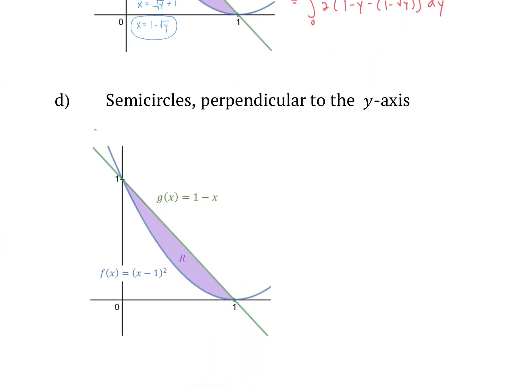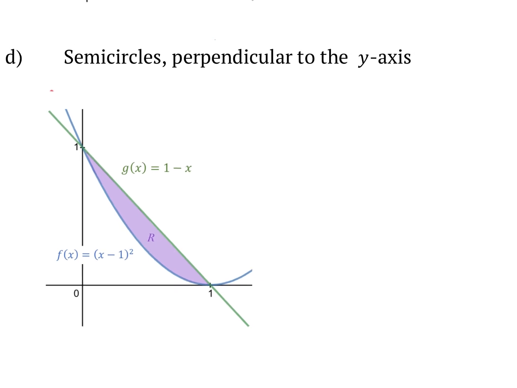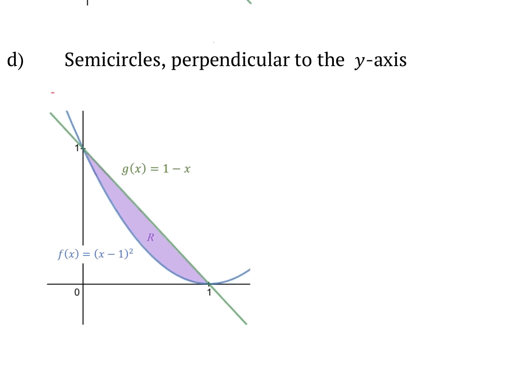Okay, semicircles perpendicular to the y-axis. Okay, so start off 0 to 1. And that's because since we're looking at cross sections perpendicular to the y-axis, we're looking at these y values. So this region goes from 0 all the way to 1. So okay, and then also, since it's perpendicular to the y-axis, this will be all in terms of y.